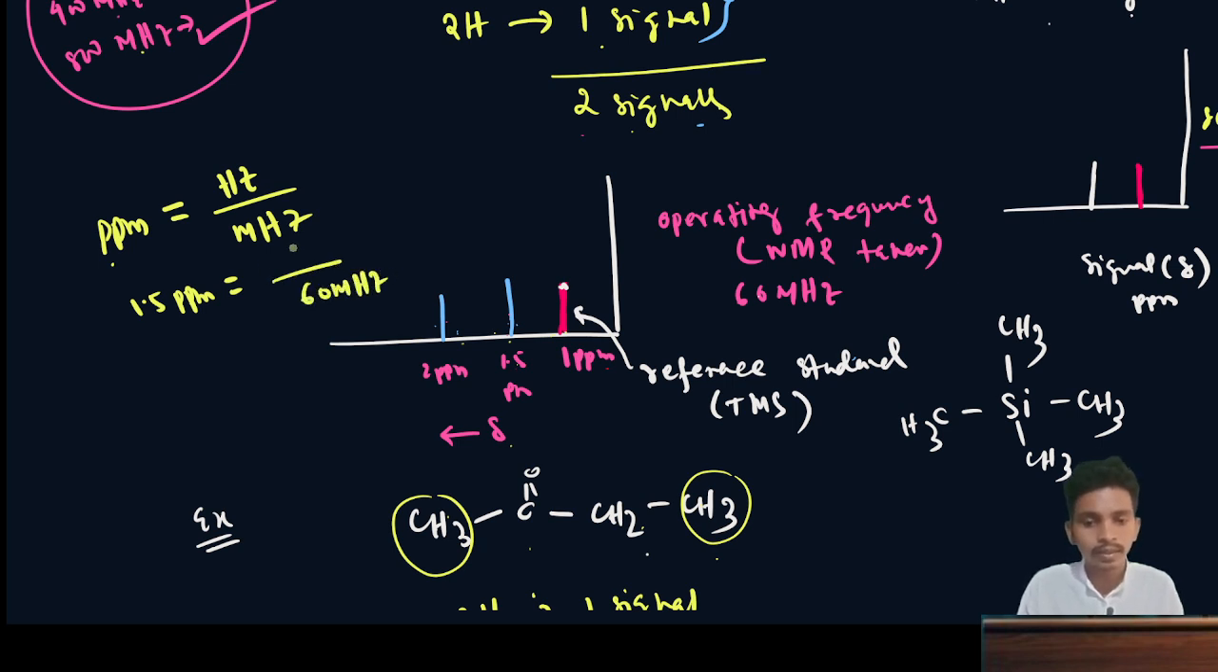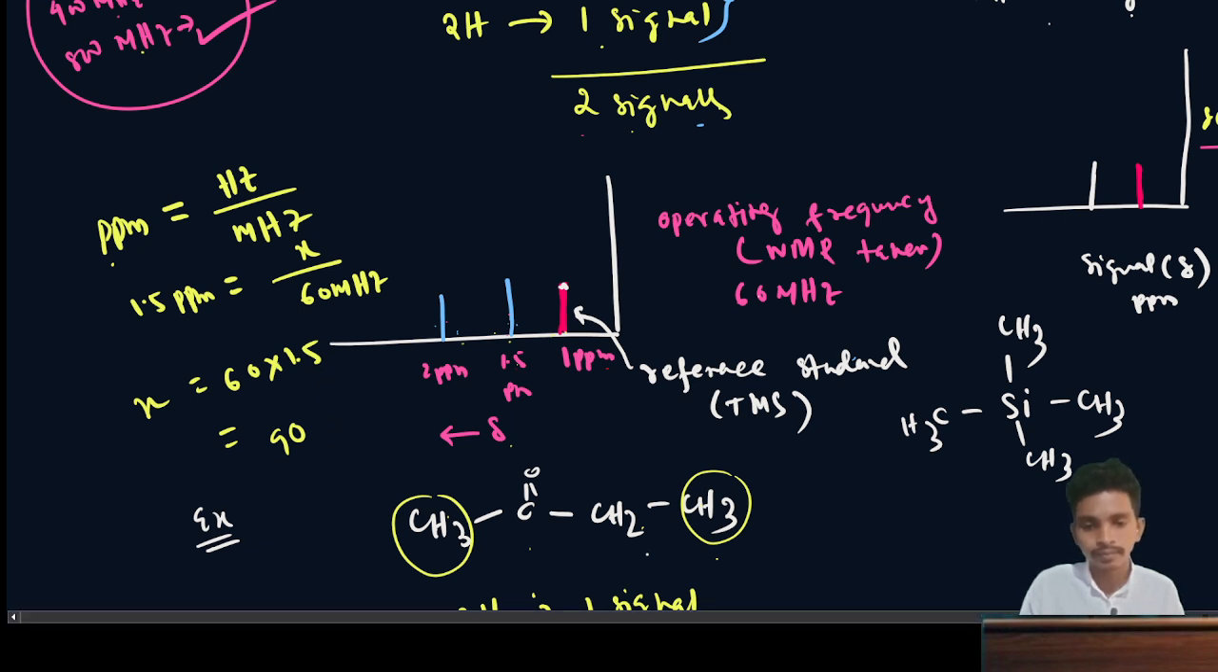Then we can easily calculate this value. Let's say this is x, so this x is equal to 60 into 1.5, which is going to be 90 hertz. Okay, so you can easily calculate that.